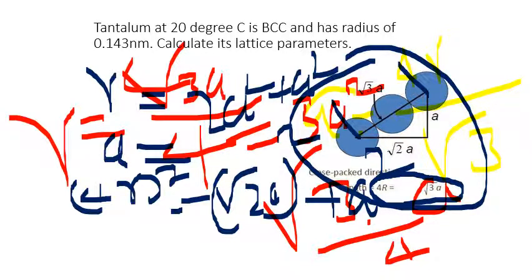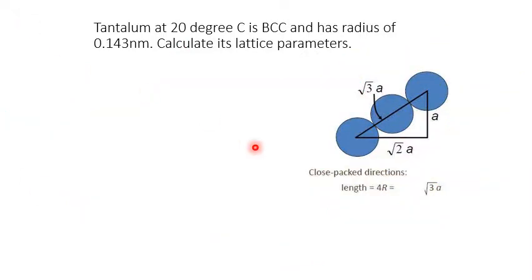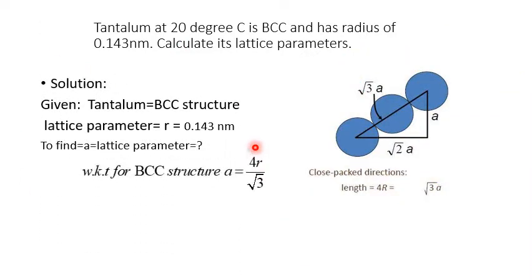Okay, so whichever you feel easy, you can just remember that one. Okay, so just to proceed again. So what are the things they have given? It's a BCC structure, important one, and they have given a radius. Okay, what to find? We need to find out what is the A.